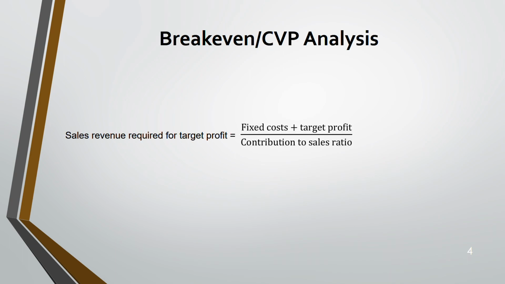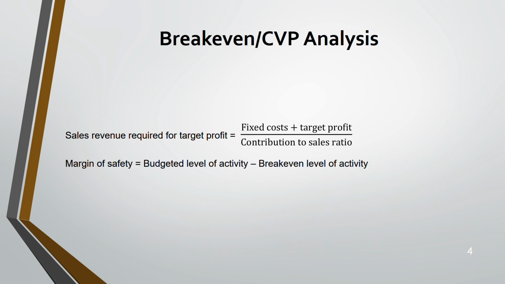Next, we have sales revenue required for that target profit. Earlier, it was output required, that is in terms of unit that you have to sell to achieve that profit. Now, it is the sales revenue. So, numerator remains same, fixed cost plus target profit. Only the denominator changes. Because it has the word sales revenue, denominator also will have sales. So, contribution to sales ratio.